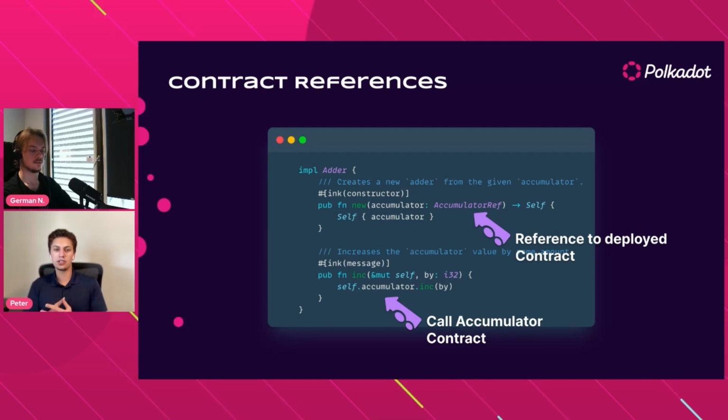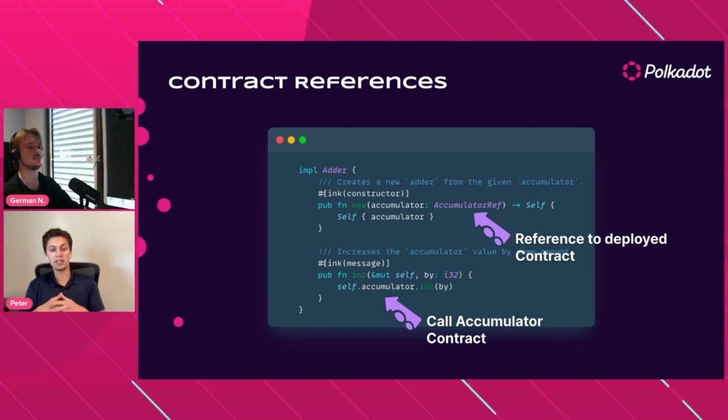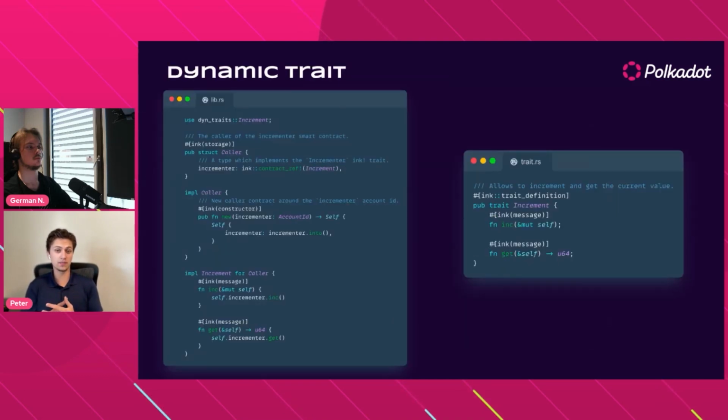Now, one of the downsides to this way is you actually have to import the entire accumulator contract exactly as it is. So exactly the contract that is deployed on chain, you need to import that contract to your project. This just gives ink! enough information to actually make these calls. However, there is an easier way that was recently pulled into ink!, and this is with dynamic traits.